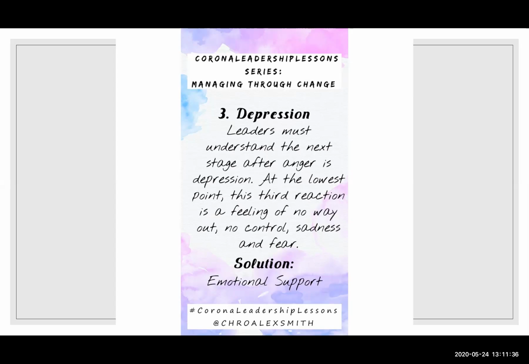The next stage, which I would say is the lowest point on the curve, the most difficult, is depression. That's when the team members feel a sense of no way out, no control, and sadness, and once again, more fear, because they know that the change is happening and they can't do anything about it, and there's this overall feeling of not being able to control the outcomes for their life. So it's at this time that you want to provide emotional support when you find employees in this sense of depression. Letting them know that this is happening, but you're there for them and willing to support them is really important.